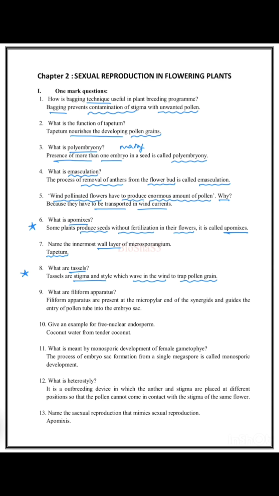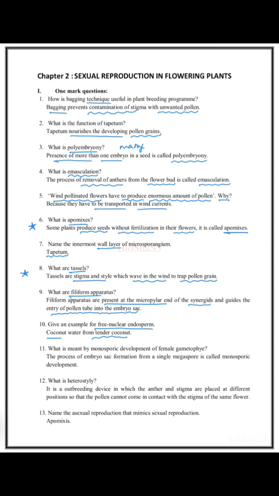So this is important. What are filiform apparatus? Filiform apparatus are present at the micropylar end of the synergids and guide the entry of pollen tube into embryo sac. So that is the function. It will guide the entry of pollen tube into the embryo sac. Give an example for free nuclear endosperm, that is coconut water from the tender coconut.